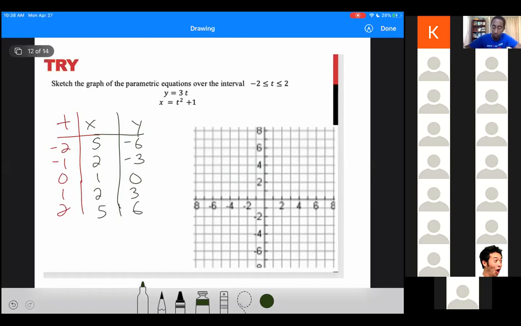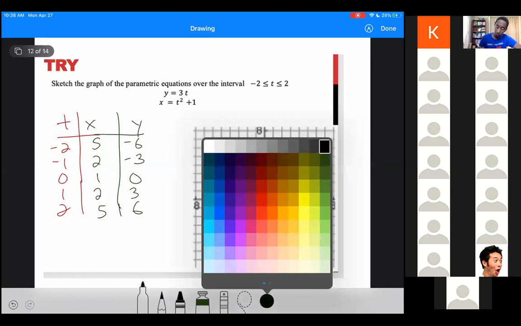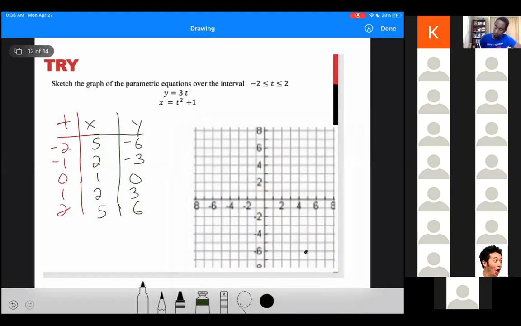All right. We good with all of those values? Any of them we need to change or we disagree with? No? Okay. So then when we graph that, we should have (5, -6). As you write it, you want to write the t equals. T equals -2, (5, -6). T equals -1, (2, -3). T equals 0, (1, 0). T equals 1, (2, 3). T equals 2, (5, 6). And we draw it.